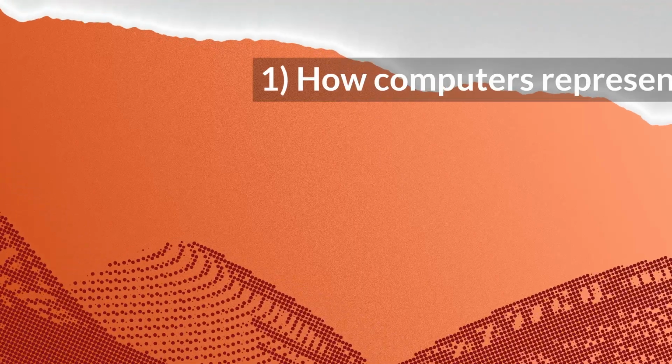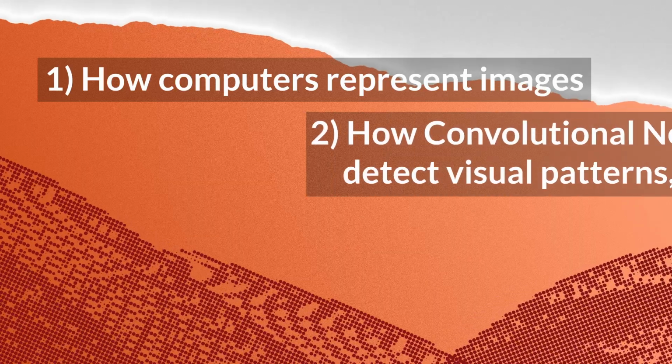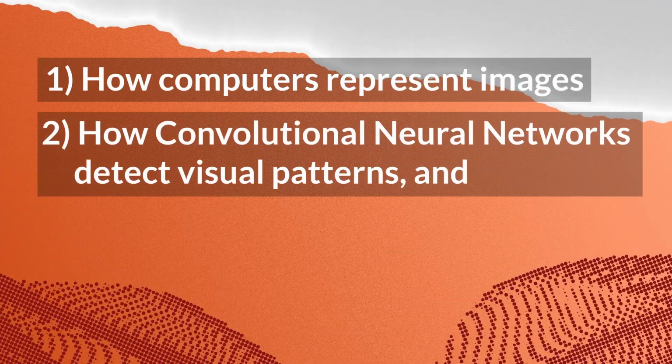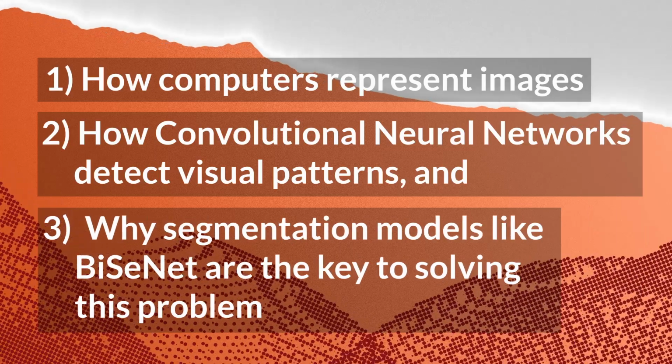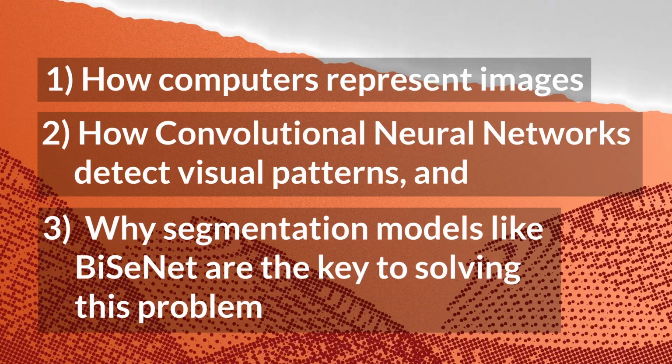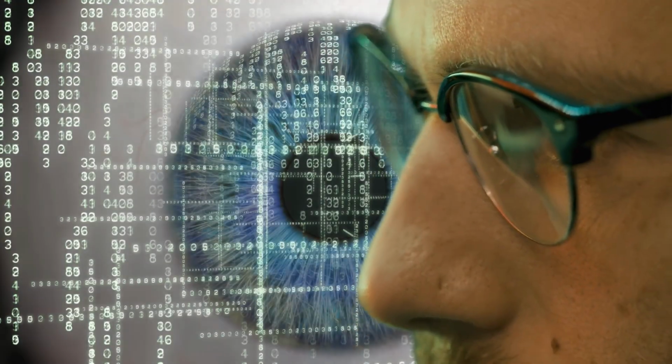We need to understand a few things. How the computer represents the image, and how the convolution network detects the visual patterns, and why segmentation models like BiSeNet are the key to solving this problem. So let's start from the beginning. How does the computer actually see an image?